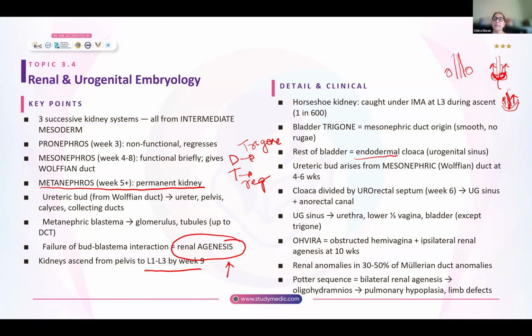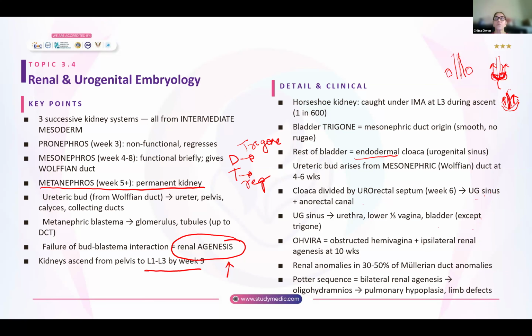The ureteric bud arises from the mesonephric or Wolffian ducts at 4 to 6 weeks. And then the cloaca gets divided by the urorectal septum at week 6 into the urogenital sinus and the anorectal canal. So the urogenital sinus is anterior, the anorectal canal is posterior. Now this urogenital sinus gives rise to parts of the lower urogenital system: the urethra, the lower 1/3 of the vagina and the bladder, except of course the trigone. Remember, the trigone comes from the mesonephric duct.